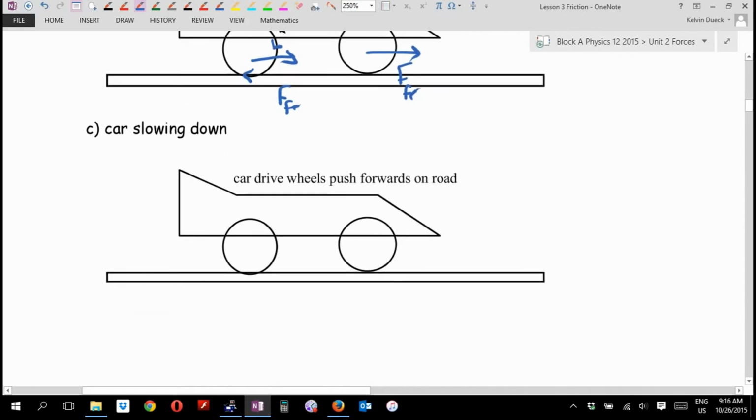And then for a car slowing down, when you tap the brakes, Jake, what you're actually doing is causing your tires to exert a force forwards against the ground. Newton's third law, forces come in pairs, will kick in. If the tires exert a force forwards against the ground, what will the ground do? Exert a force backwards. What force is that? I'm telling you, it's friction.